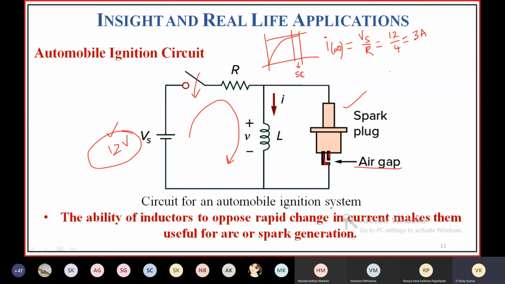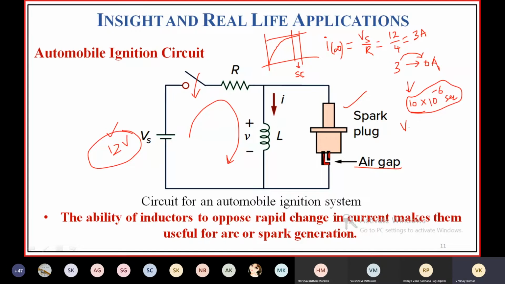Now what you do is suddenly open the switch. Suddenly opening the switch means you are making the current go from 3 amps to 0 amps. Say you take some 10 microseconds. Within 10 microseconds, you are changing the current from 3 amps to 0 amps.